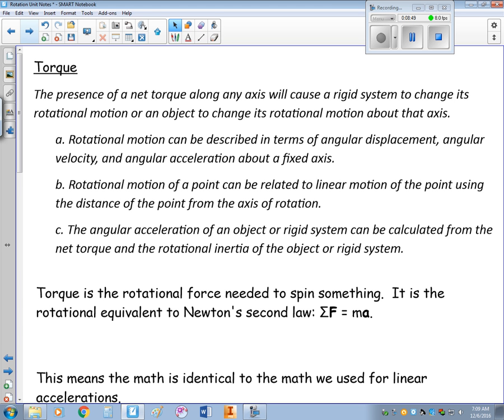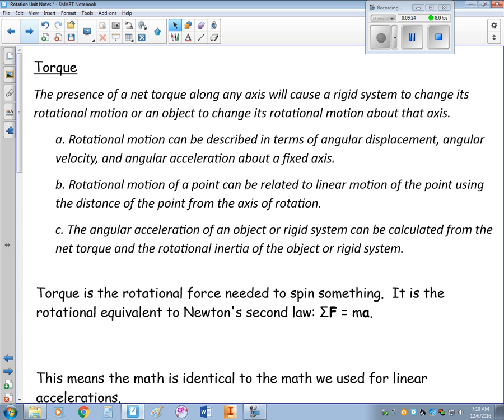So torque. The presence of a net torque along any axis will cause a rigid system to change its rotational motion, or an object to change its rotational motion about that axis. Really, you can think of torque as a rotational force. A linear force is meant to change an object's position or to cause it to move. A torque is something that's trying to get something to rotate around an axis. So torque is kind of like force.